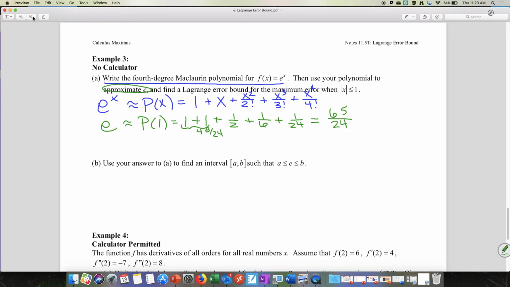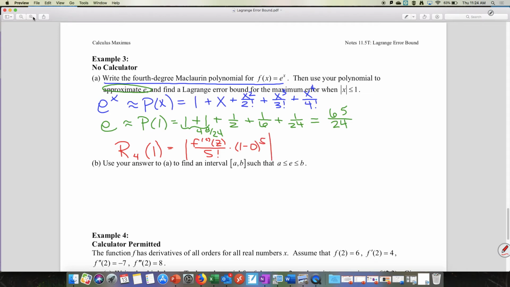Here's our approximation. What's the error bound? How much does this differ by the actual e to the first power? So our remainder at 1 is going to be our max fifth derivative on the interval divided by 5 factorial times 1 minus 0 to the fifth.